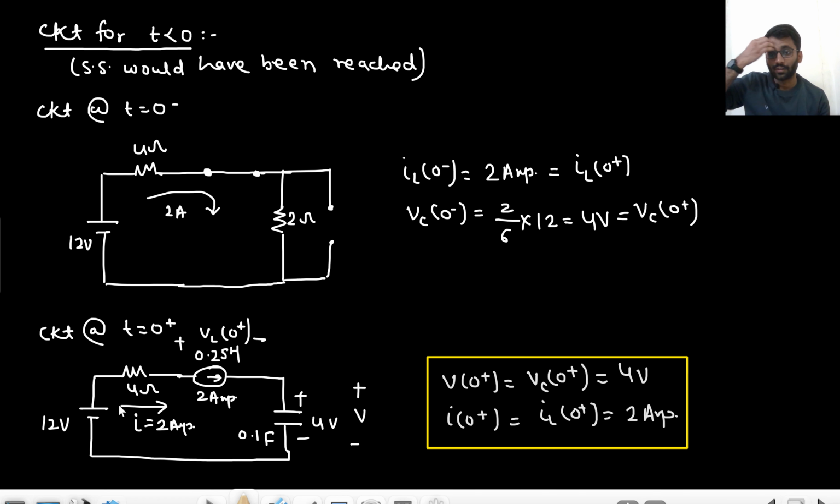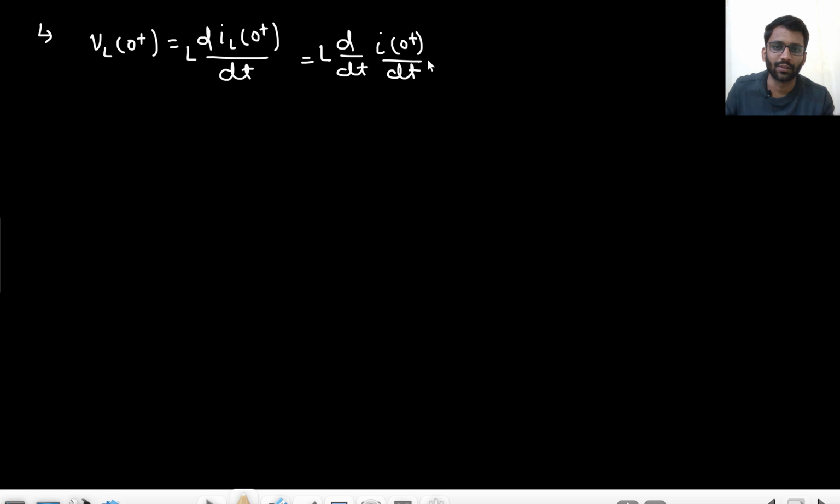This voltage is 4 volt. So tell me what is the value of VL at t equals to 0 plus. From here if you start, this is 12 volt. Now this is having a drop of how much voltage? 8 volt. 12 volt, 8 volt. So here I am having 4 volt. Here also I am having 4 volt. So the drop across the inductor initially is 0 volt. Here VL 0 plus is 0 volt. Did you understand it or not?